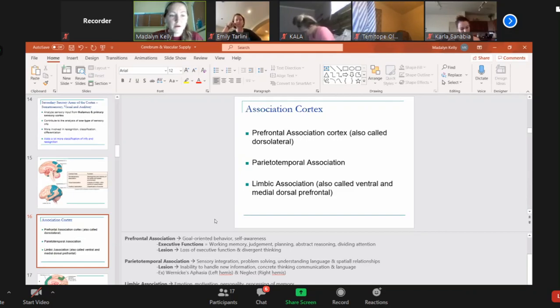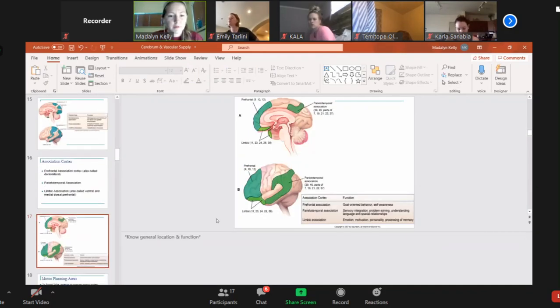So these parts of primary, secondary, association, they're familiar things that we've already learned. We're just kind of having to revisit them and put them in different areas than where we thought they were before. But I was going over this, I'm like, oh, it's not like completely new stuff. Those, you just need to know the general location and the function.